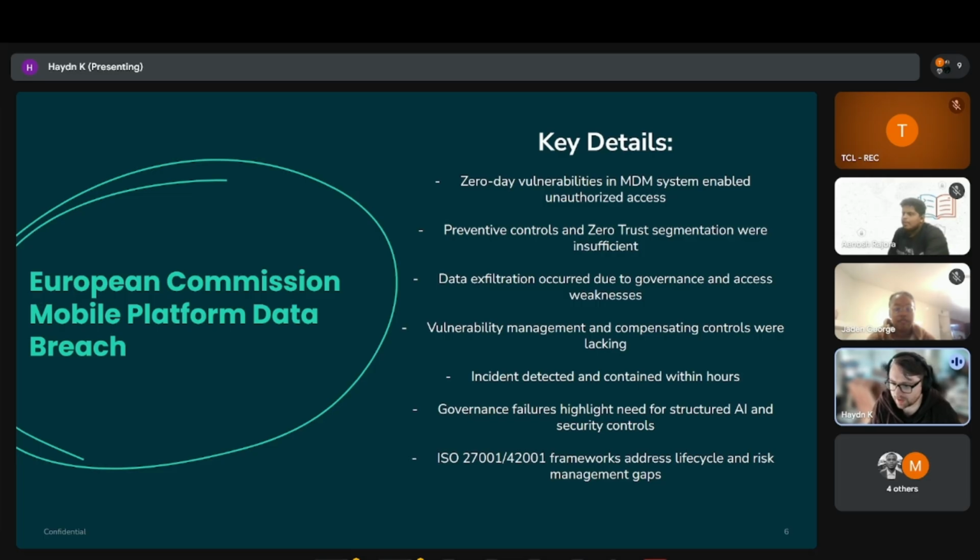Vulnerability management and compensating controls were lacking. Proper vulnerability management could have helped with this by notifying them that critical systems in their network were vulnerable with these CVEs that were actively being exploited in the KEV catalog. The incident was detected and contained within hours, and within a week they announced the breach.